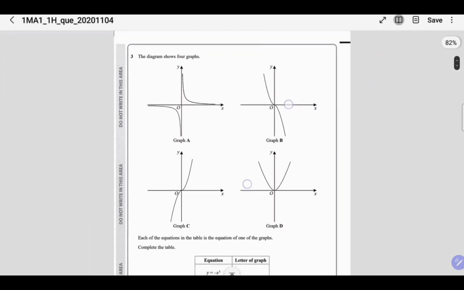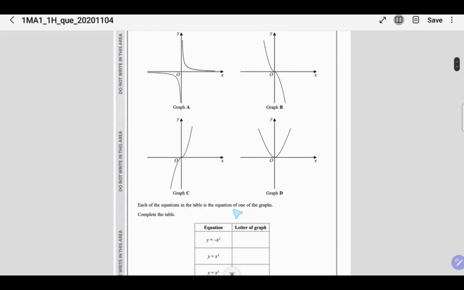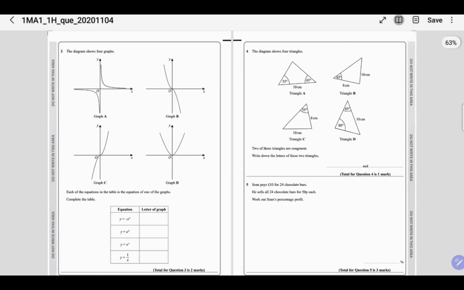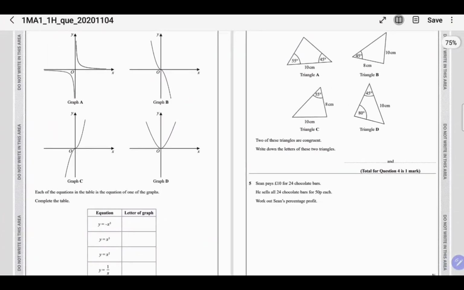Okay, the next question says the diagram shows 4 graphs. So we have the 4 graphs. Each of the equations in the table is the equation of one of the graphs. Let me just try changing the settings for a second so that we can see both of them at the same time. Okay, that works, I would say. So complete the table. That's what it wants us to do.